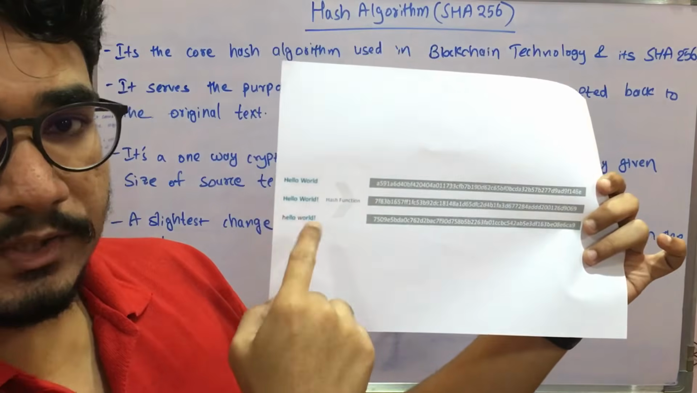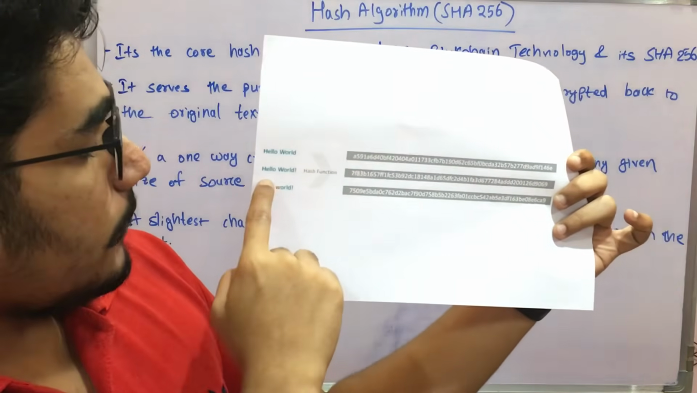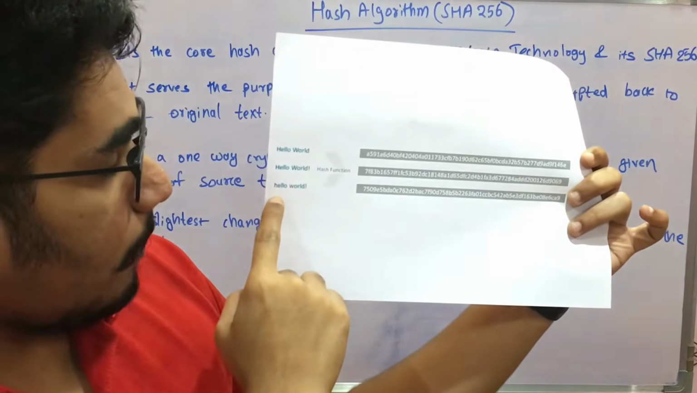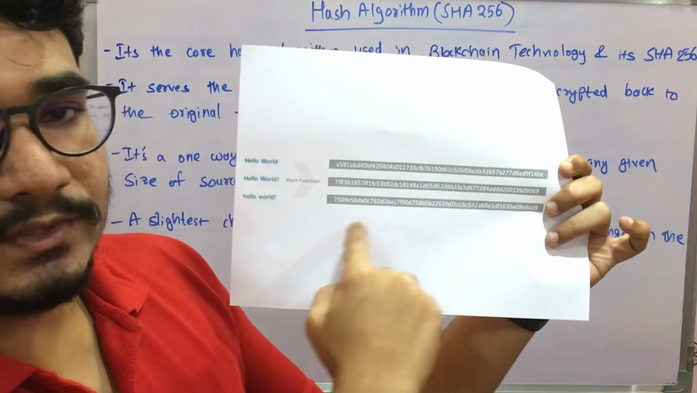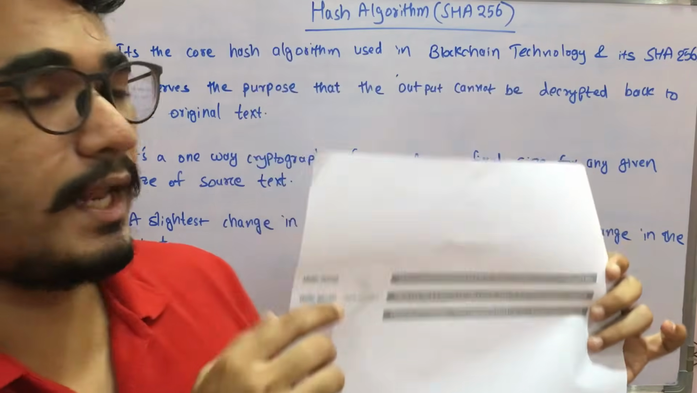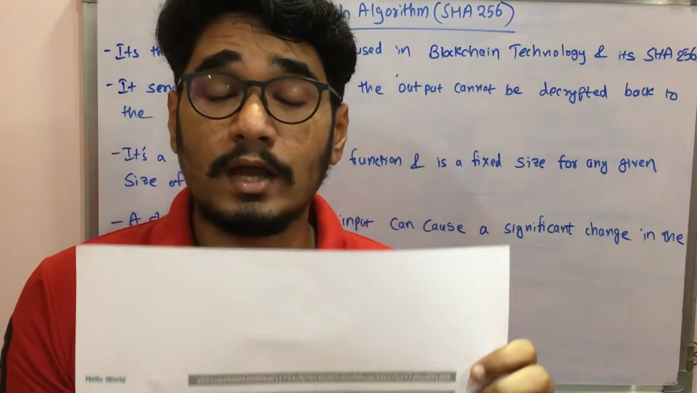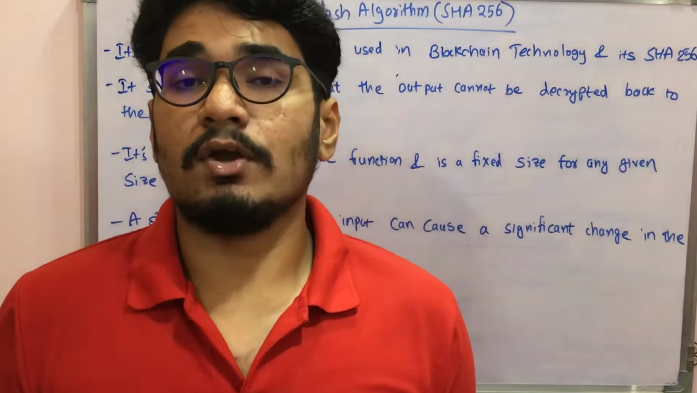Then if you change the capitalization, if you make the capital H a small h, or the capital W a small w, it changes the entire output. So you just cannot regenerate it back, and it has that level of security.